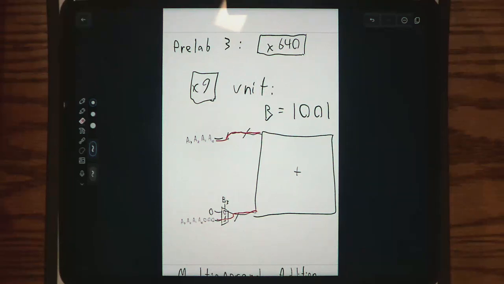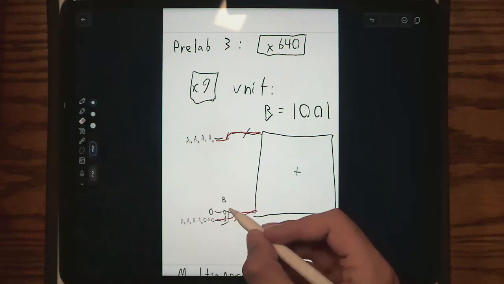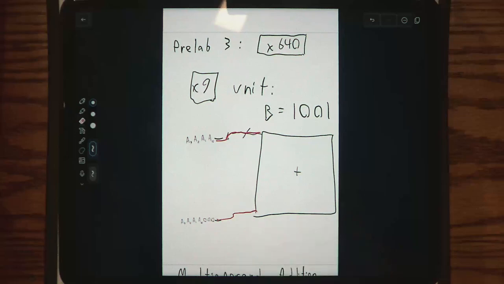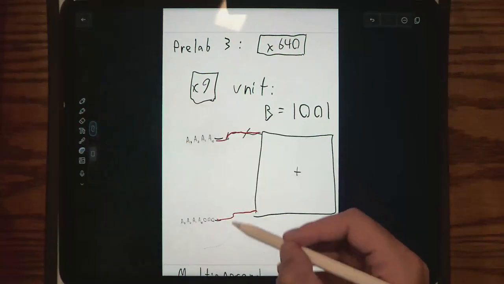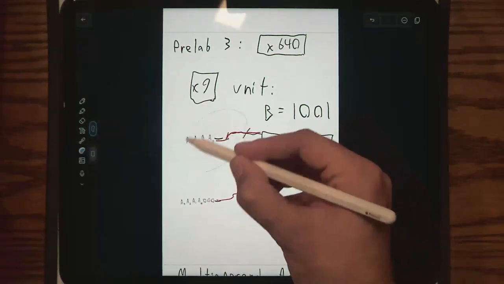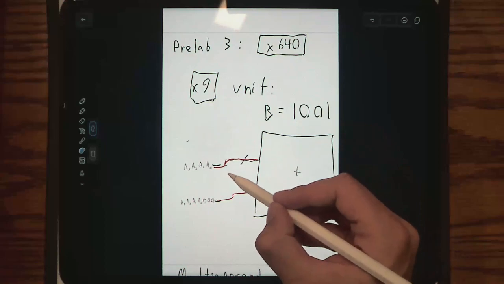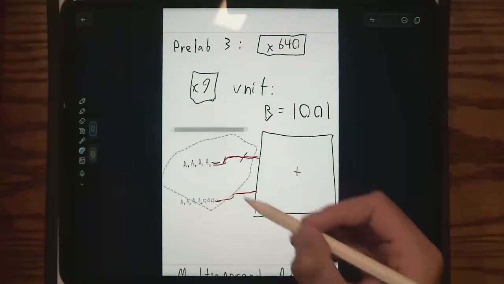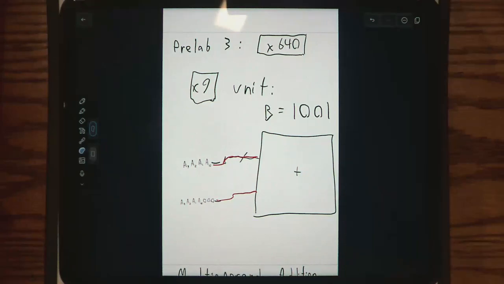So why do you have one of the muxes on the bottom and not on the top? Sorry, I didn't finish erasing. Yeah, thank you. Good question. Okay. Sure, yeah. Cool.